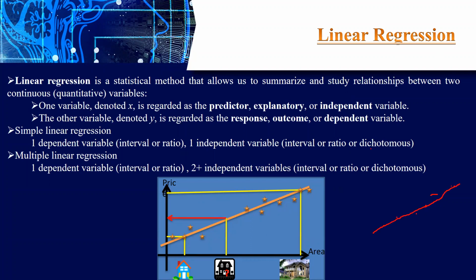But how can a model understand all those points? It doesn't have any intelligence, right? So in that case, what will happen? Even if the points are like this, initially it will take a line like this. Now it will try to understand the distance from each and every point, and this is the error.